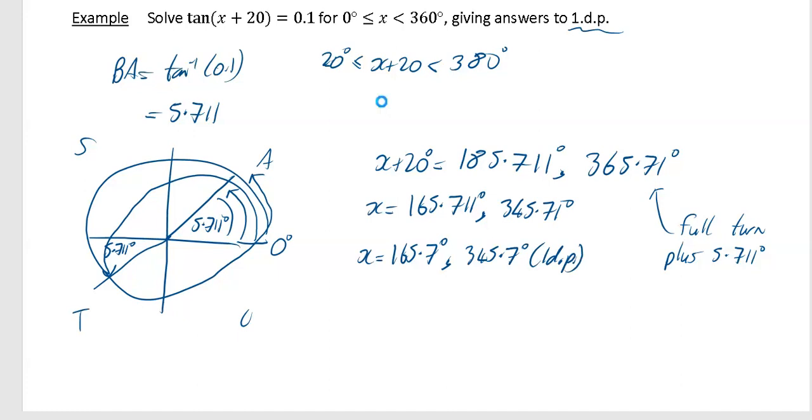Now on this, folks, just have a look again, be very critical and think, is this within my original range? Your original range was 0 to 360, and our answers are 165.7, 345.7, so happy days, they're both within your original range. It looks good.